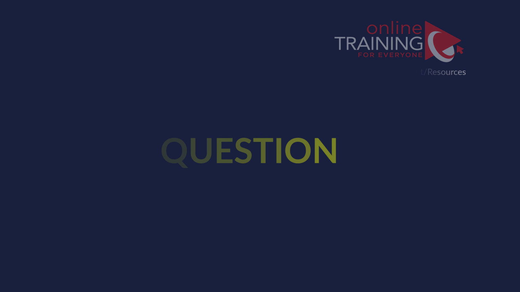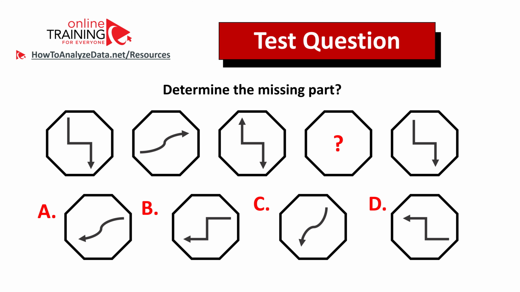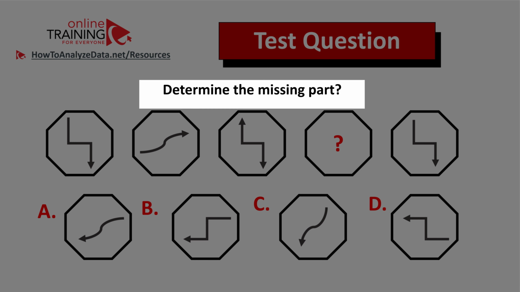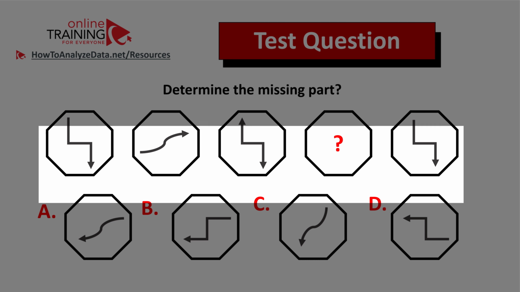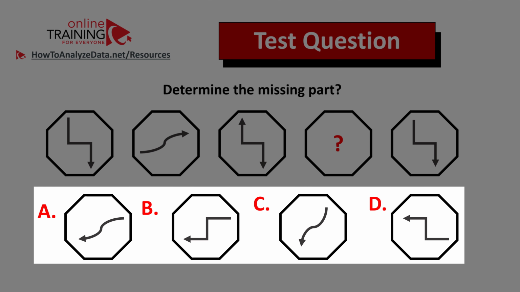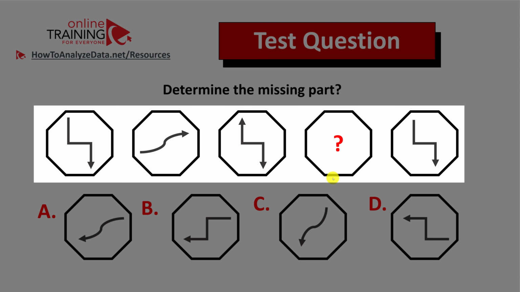Let's look at the interesting question you might frequently see on the test. Determine the missing part. You're presented with 5 hexagons that contain different types of arrows inside, and 1 arrow is missing, and you have 4 different choices presented at the bottom of the screen. Choice A, B, C, and D. Do you see the right fit for the missing part on the top?